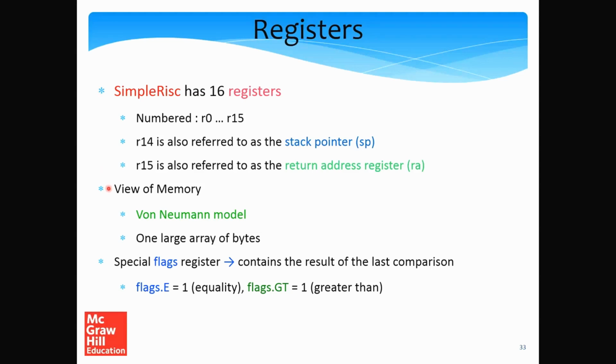Coming to the view of memory, let's assume a von Neumann model where the memory is one large array of bytes. It contains data as well as the program, and a program assumes that the entire memory is for its own personal consumption and there are no other programs. So let's live with some very simplistic assumptions for the time being.